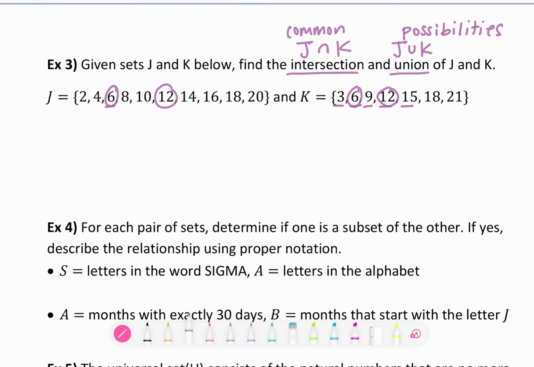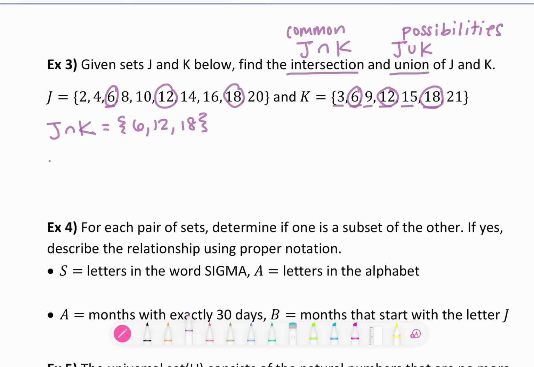K has a 15, J does not. K has an 18, J also has an 18, so that's in common. And then K has a 21, J does not have a 21. So they only have 3 elements in common. So for the intersection, J intersect with K, it's going to be equal to the set of 6, 12, and 18. So just those 3 elements are what they have in common.